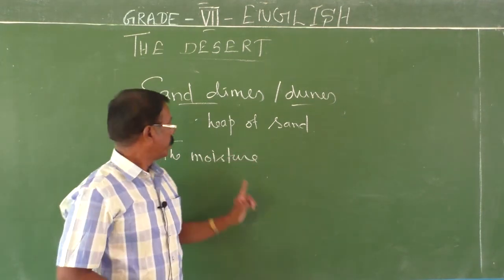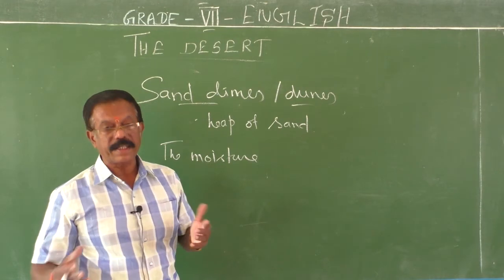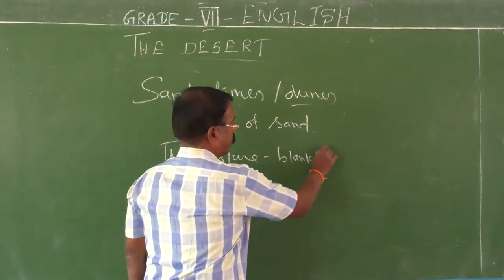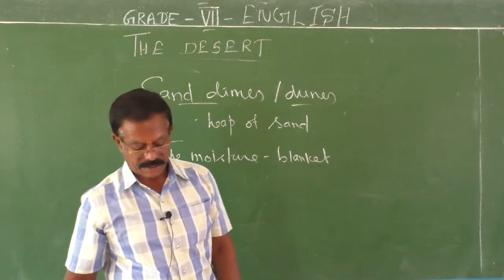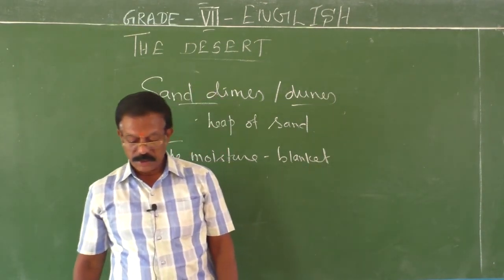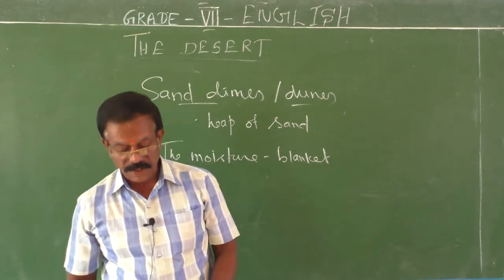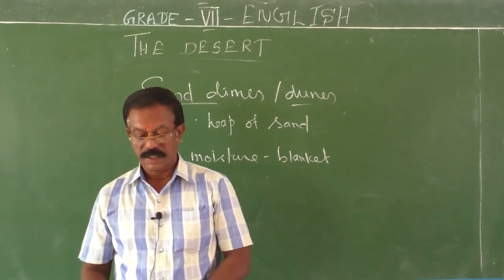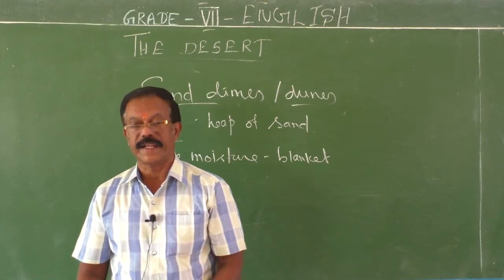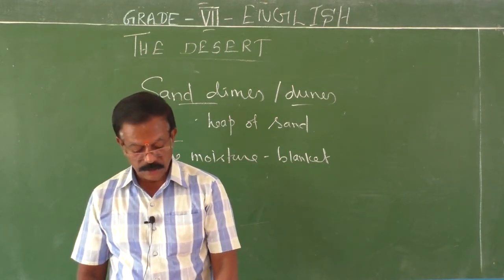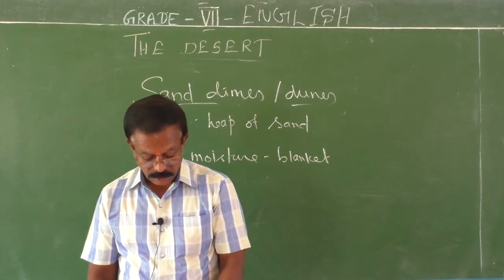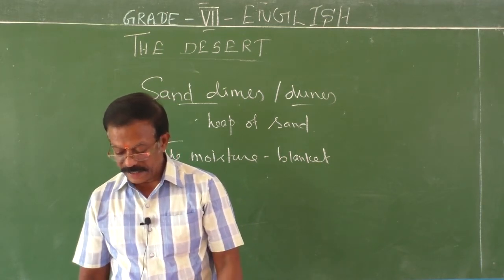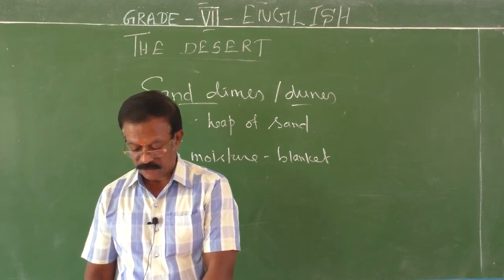So, the moisture in the air acts like a blanket and it protects the earth from the hot rays of the sun. In this way, deserts have some unique features which everyone should understand. Then only it will help you. It will help you to know and understand that a desert is a place equally beautiful as a forest.